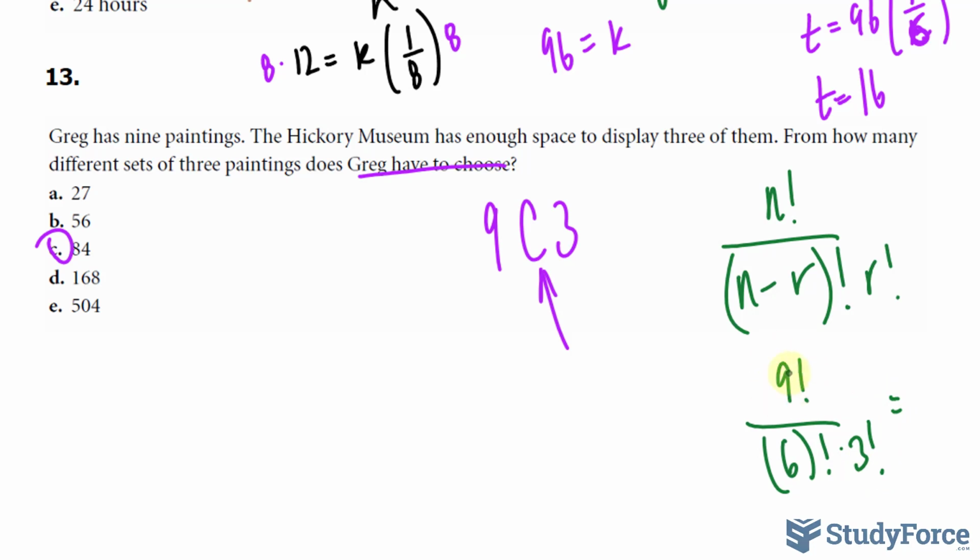And you can use your calculator, type in 9 factorial, or you can even expand this out into its factors, times 8, times 7, times 6, and cancel out from the bottom. And you would end up eventually with this as the quotient.